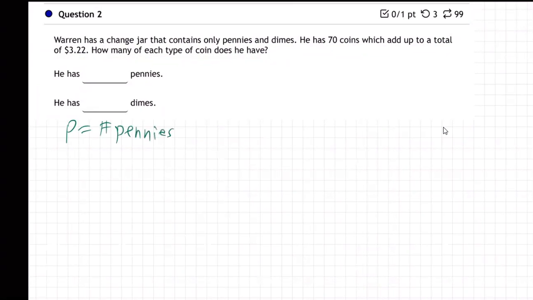P is the number of pennies. D is the number of dimes. And let's see, 70, two letters, you know we need two equations, 70 coins. So that's going to be P plus D is 70, right? Total number of coins is 70. P plus D is 70.